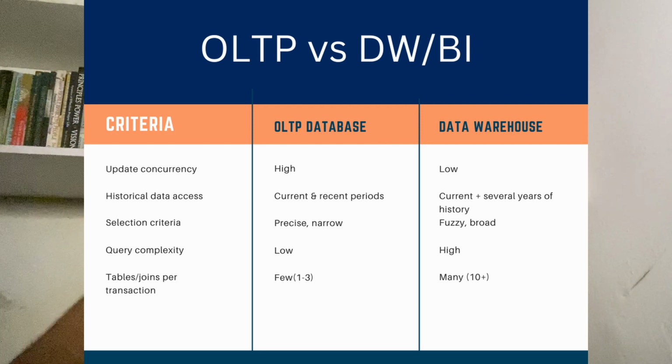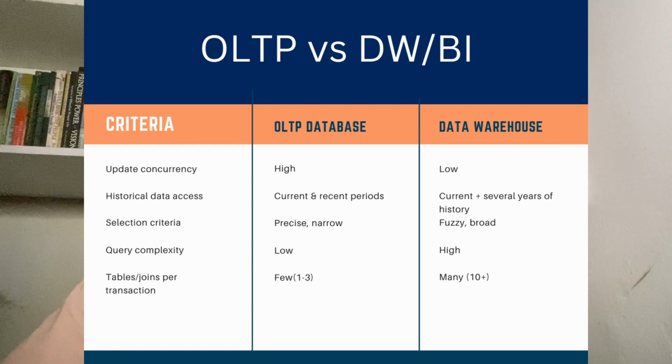Then for historical data access, for OLTP databases, you have current and recent periods, because for historical data, most times they would have had some changes. Whereas for data warehouse, you can have current and several years of history stored, as this data doesn't get updated compared to your OLTP database that is usually updated as things happen.